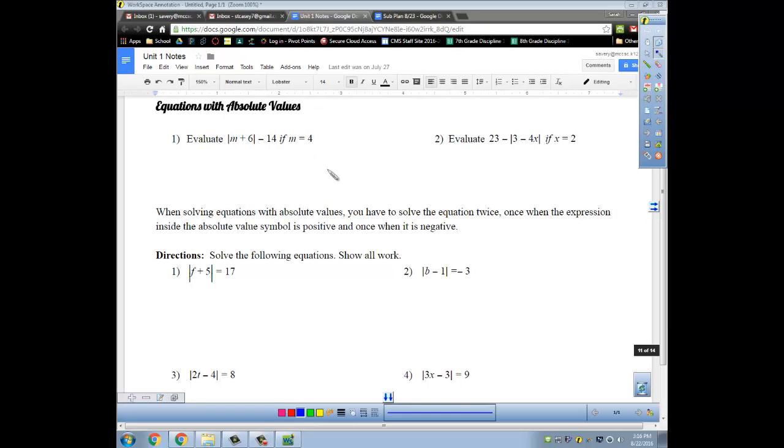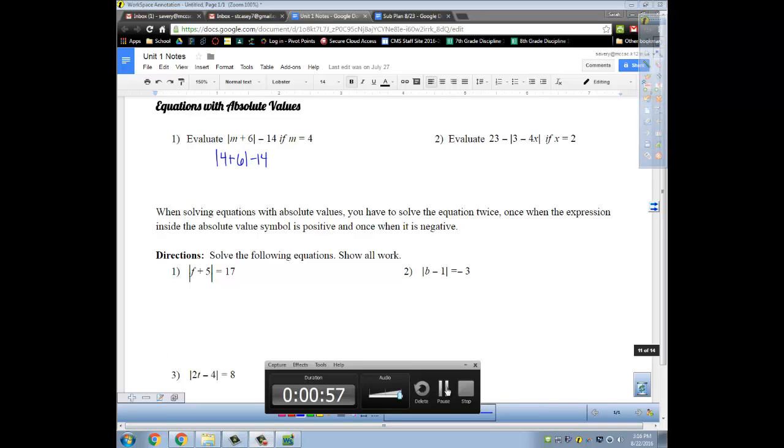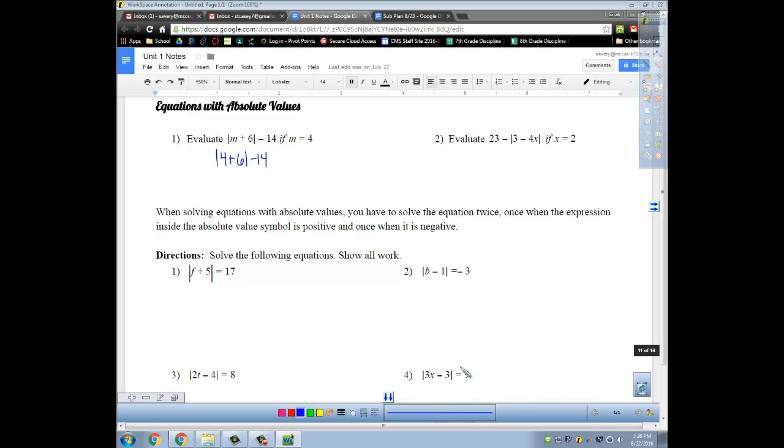So for number 1, it says evaluate this expression if m is 4. So I'm going to plug in 4. Okay, so I plugged in my numbers, and then I'm going to solve what's inside the absolute value signs first. So it's kind of like parentheses where you solve it first. You need to make sure you do all of the operations first. So 4 plus 6 will give us 10.